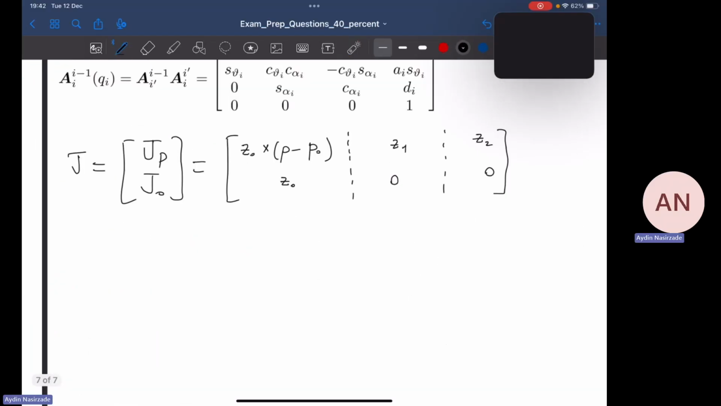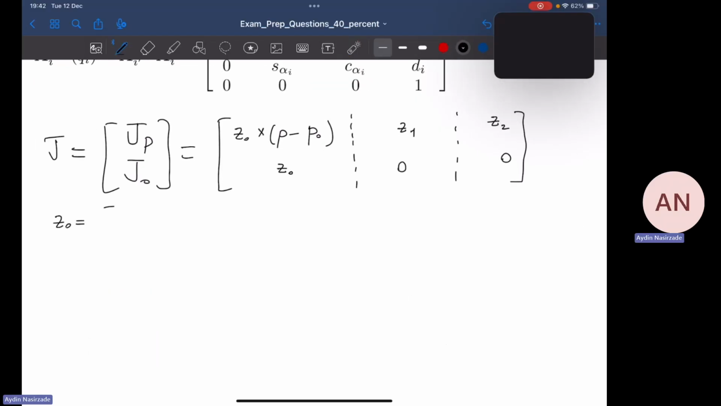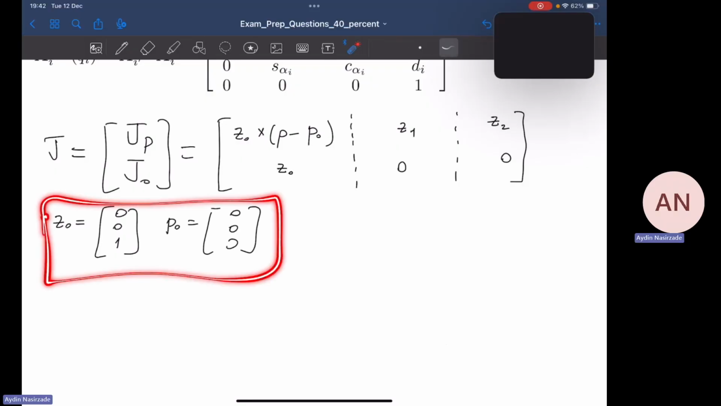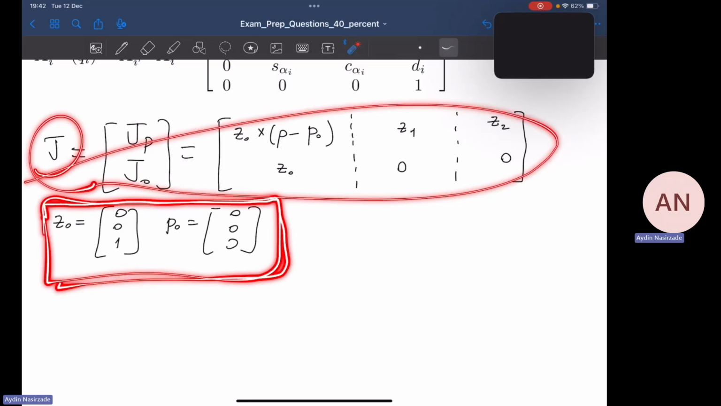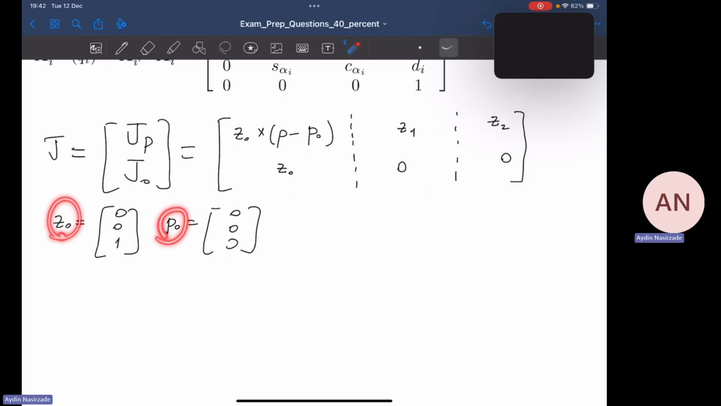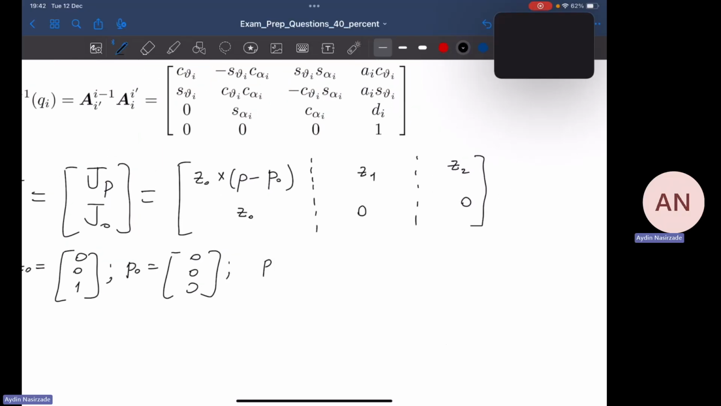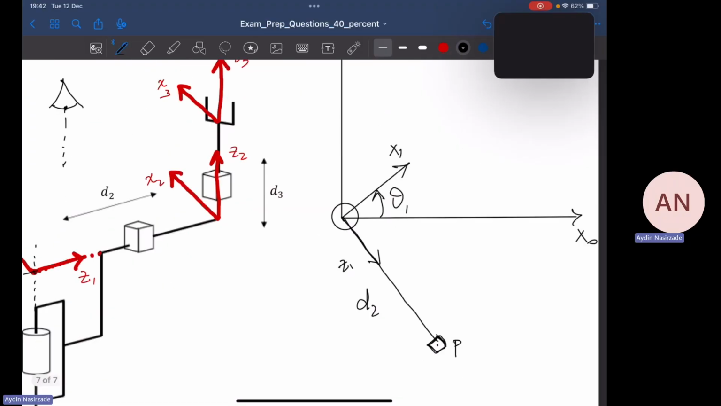By the way, let me put it down here. Z0 is equal to 0, 0, 1. P0 is equal to 0, 0, 0. These two values are automatically given. Whenever you try to find the Jacobian matrix, you know the values for Z0 and P0. They are by default supposed to get these values. Let's find P from geometric inspection.